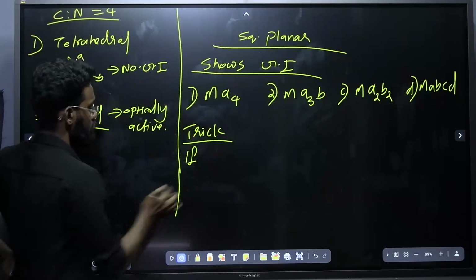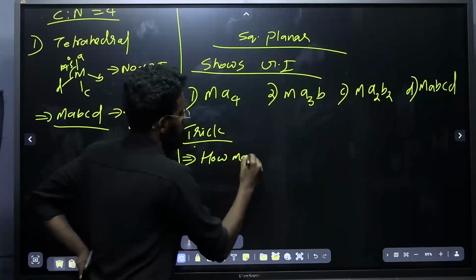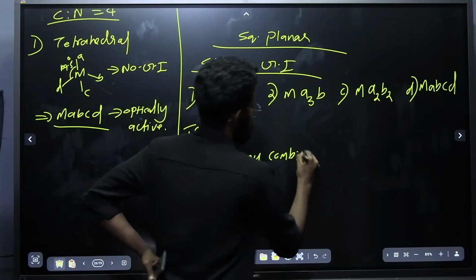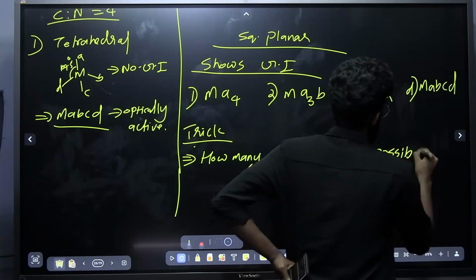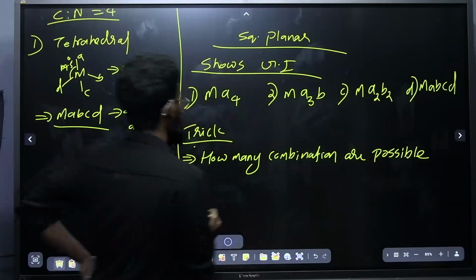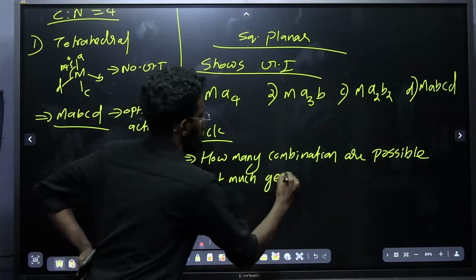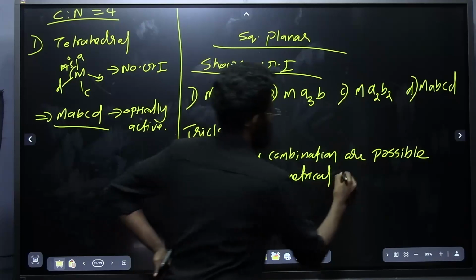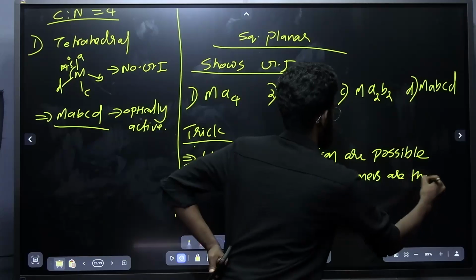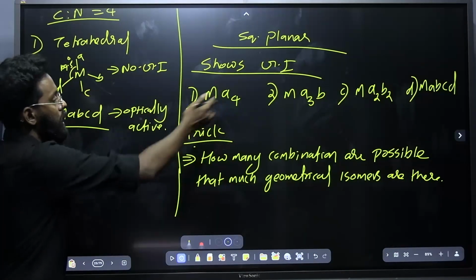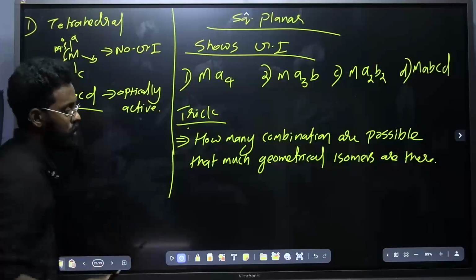How many combinations are possible, that much geometrical isomers are there. That is MA4. How many different ways I can arrange MA4? That much will be the number of geometrical isomers.